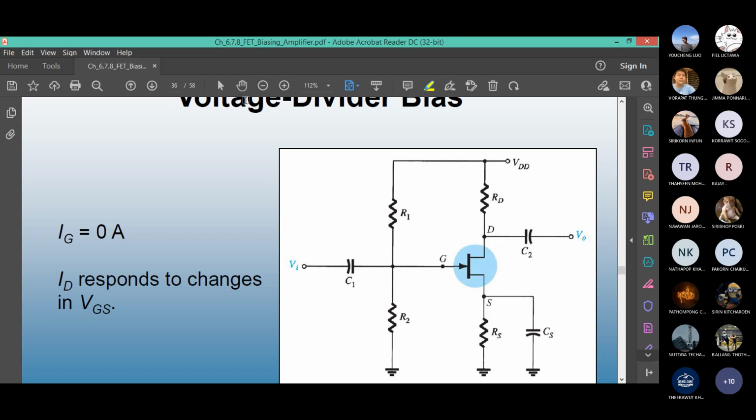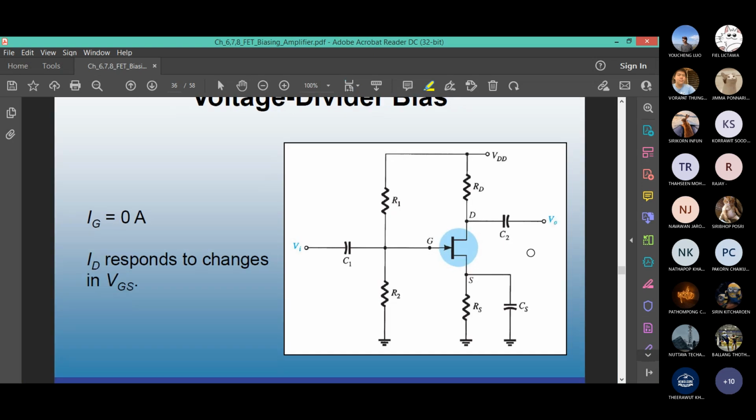Voltage divider bias. You may be remembering this from your BJT voltage divider. The BJT voltage divider is a bit complicated. Why? There are two ways of analyzing. One is called the exact analysis, Thevenin, and the other one is called the approximate analysis, when beta RE is greater than 10 times R2. Here we don't have beta.